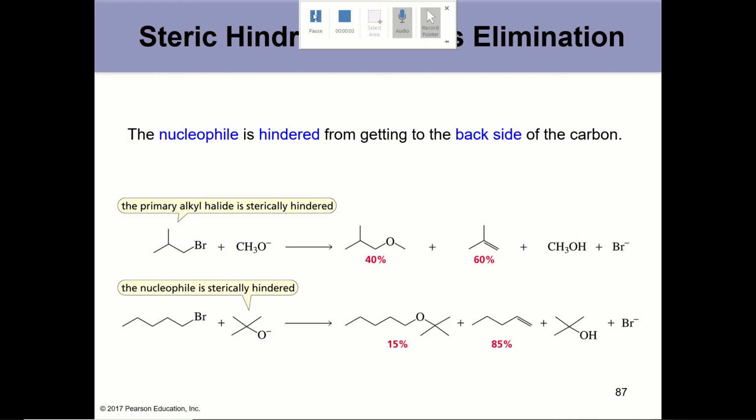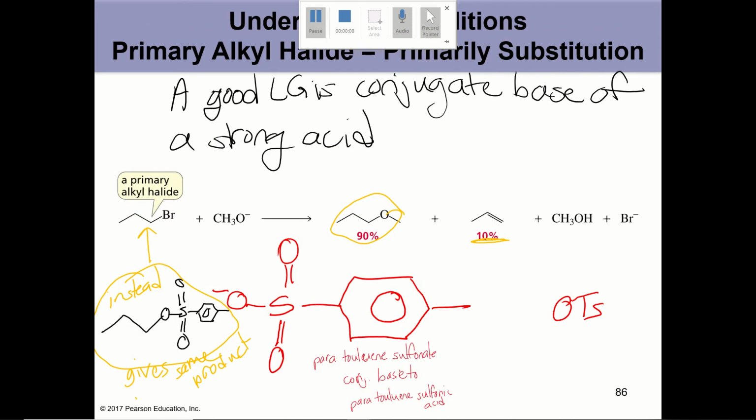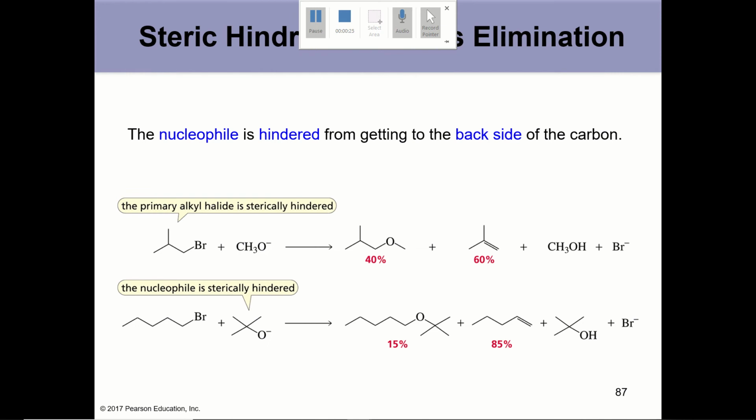Okay, we saw previously on slide 86 that a primary alkyl halide primarily undergoes SN2 substitution, and only a minor amount is elimination, because elimination does not favor primary carbons. So now looking at how steric hindrance of a primary carbon is going to affect whether we have more SN2 substitution or more E2 elimination for a primary carbon.